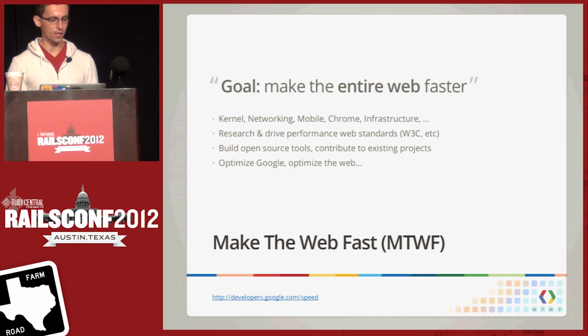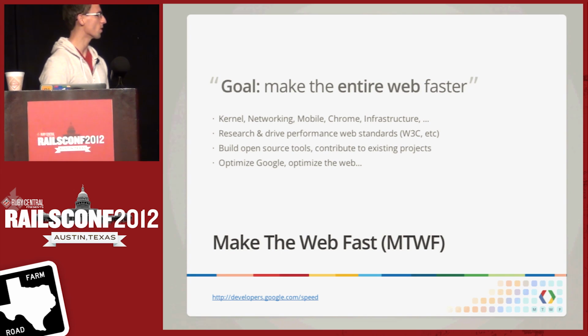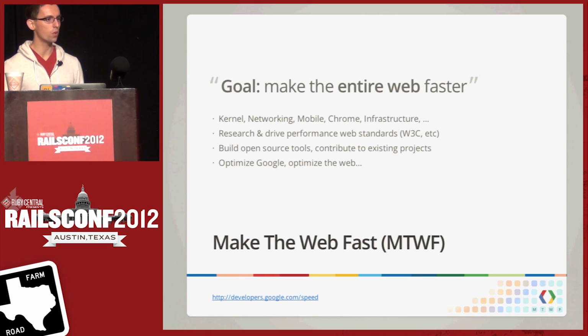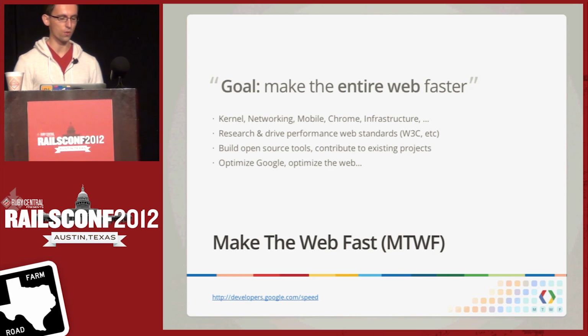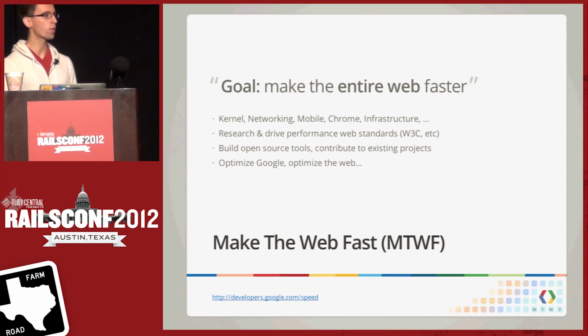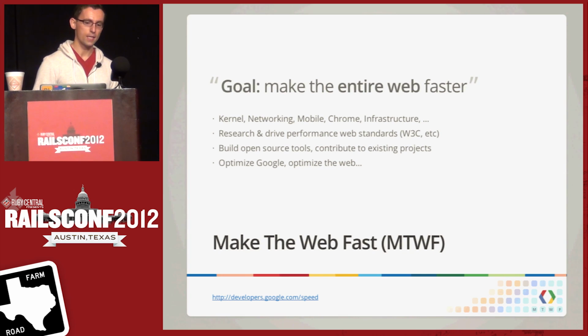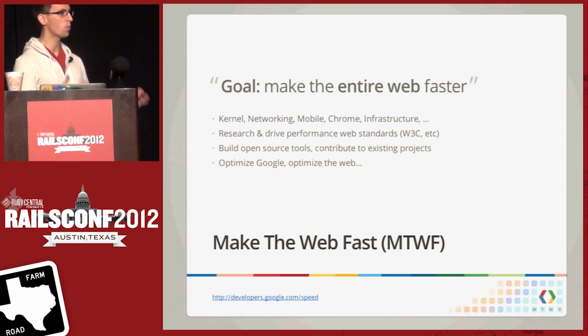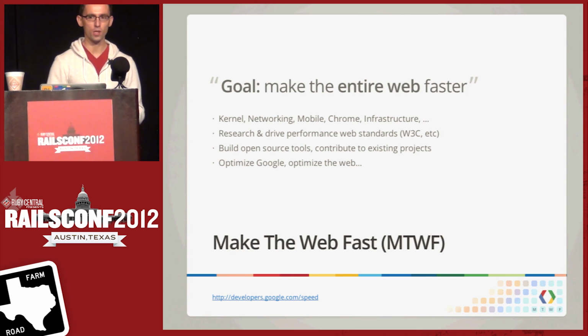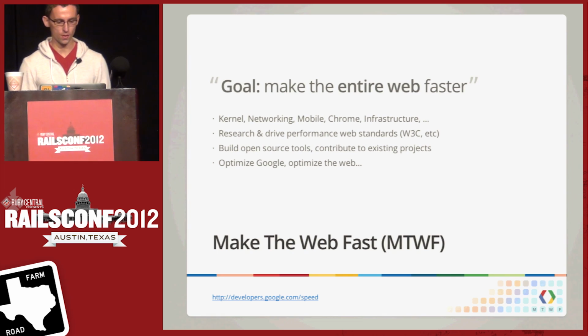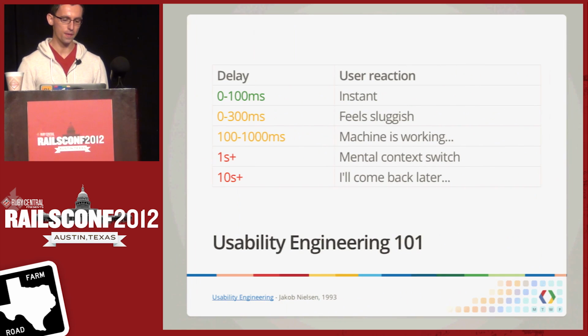So this obviously includes a lot of different optimizations. There's kernel networking, mobile, Chrome, infrastructure, data centers, our own routers, all that kind of stuff. This includes research, working with standards bodies, building open source tools, and working with communities like the Ruby community to help make the web faster. So this is a really exciting field to be working in.